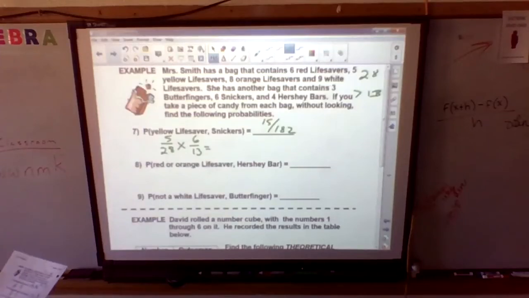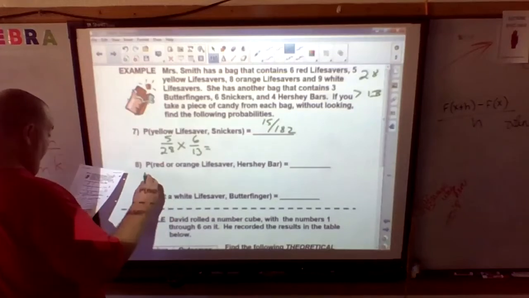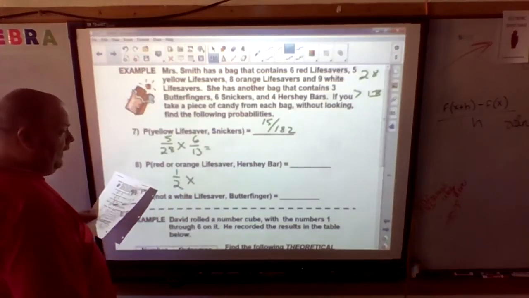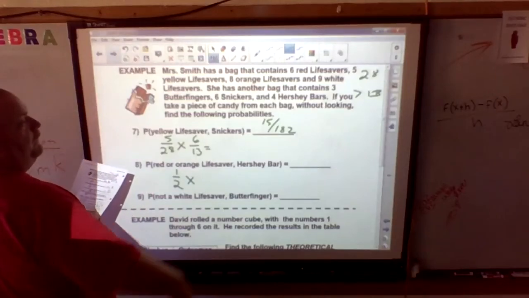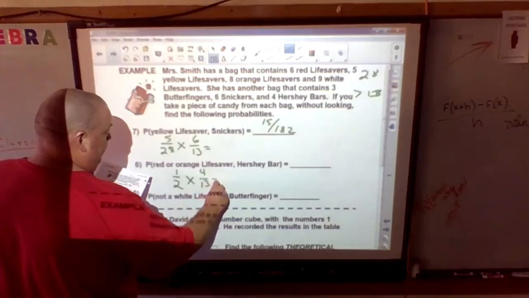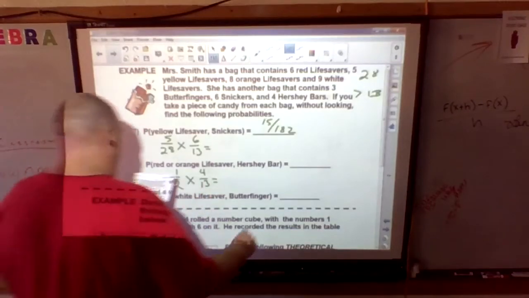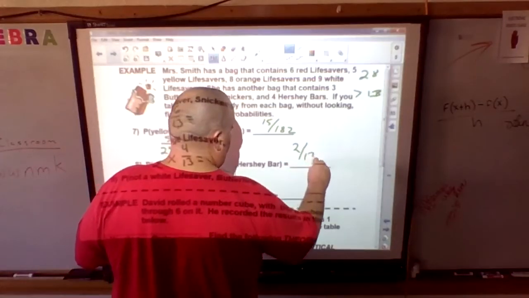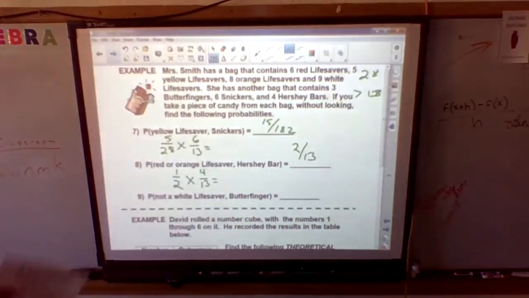Next up, number 8, probability of getting a red or orange Lifesaver. Well, how many are red? 6 plus orange is 8, so that's 14. 14 over 28 is 1/2. Sometimes I like to go ahead and reduce beforehand if it's real easy. There are 4 Hershey bars, so 4 out of 13. And when you multiply that together, you get 4 over 26, which reduces to 2/13.